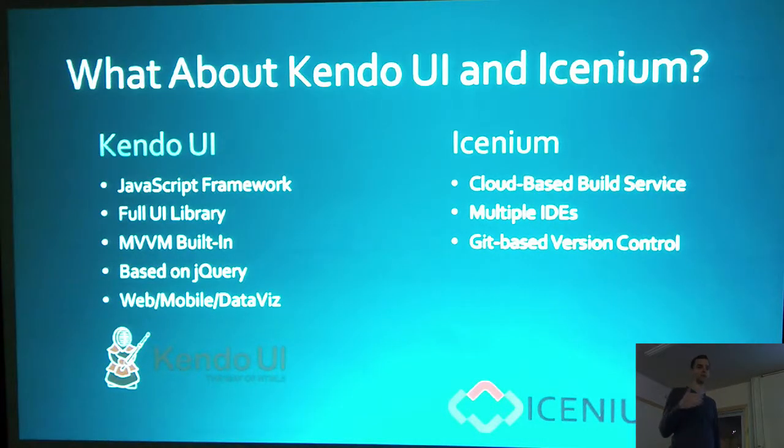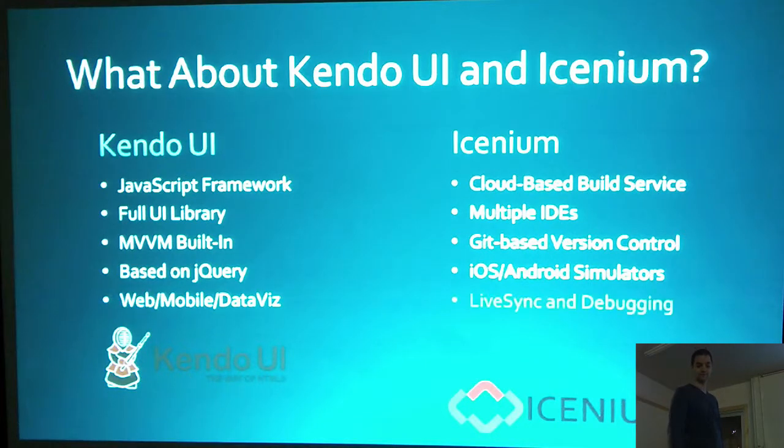So Icenium, just some of the features really quick. It does use Git-based version control out of the box. You can also change some settings to use GitHub or Bitbucket pretty easily, since a lot of us are already using those. There are simulators built in for iOS and Android, and those are insanely helpful for testing and development.